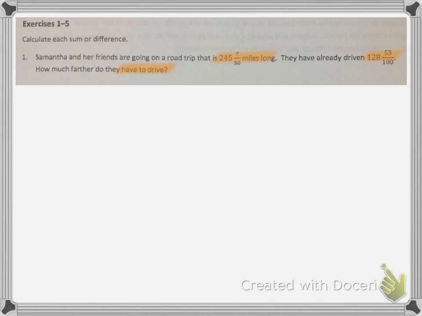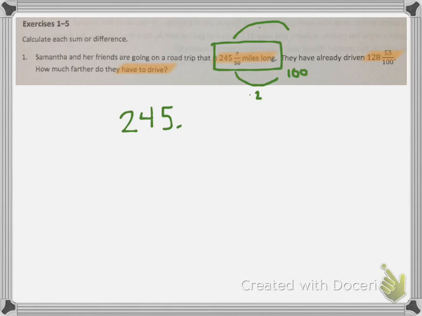So I'm going to write the subtraction problem by taking first the total trip, 245. That's my whole number. The fraction is going to be the decimal. So there's my decimal, and it's 7/50ths. Well, I don't have a place value for 50ths, but I can change 50ths into hundredths by multiplying by 2. If I multiply 50 by 2, it changes into 100. So I have to multiply 7 times 2, and that is 14. So 14 hundredths is the decimal, 14 in the hundredths place.